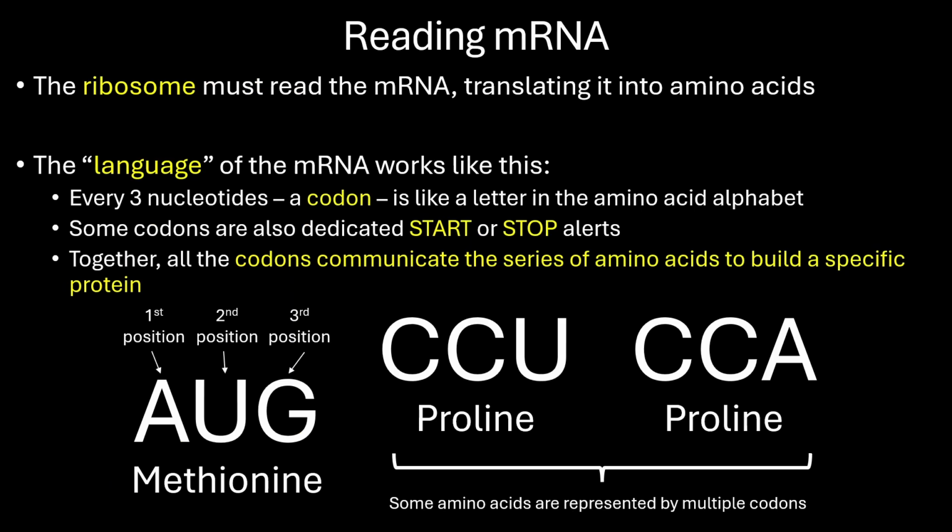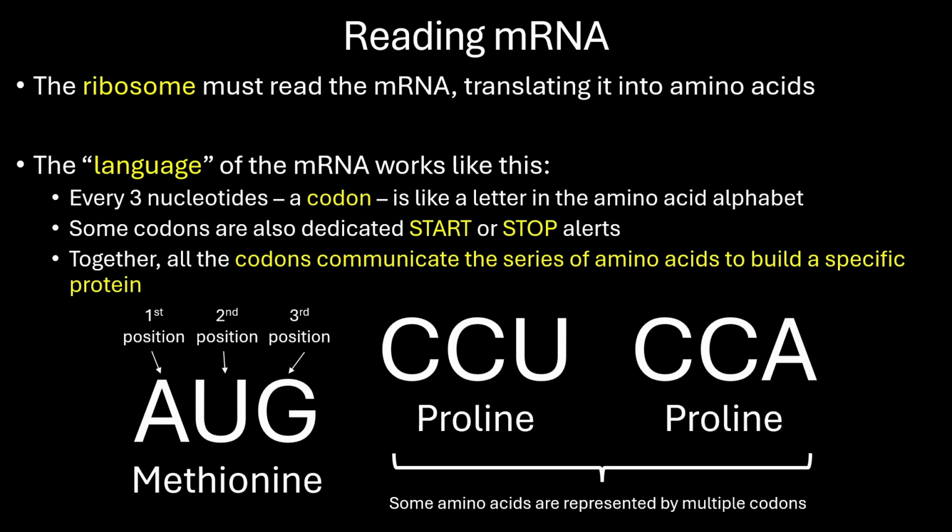Now, a ribosome must read the mRNA and translate it into amino acids. I want you to think about the code of nucleotides in the mRNA as a language that must be translated, it must be decoded in order to make sense for you and for the ribosome. Every 3 nucleotides is what we call a codon. This is like a letter in the amino acid alphabet. And some codons are dedicated to what we think more like grammar and syntax, things like a start point and a stop point alert. We call those start codons and stop codons.